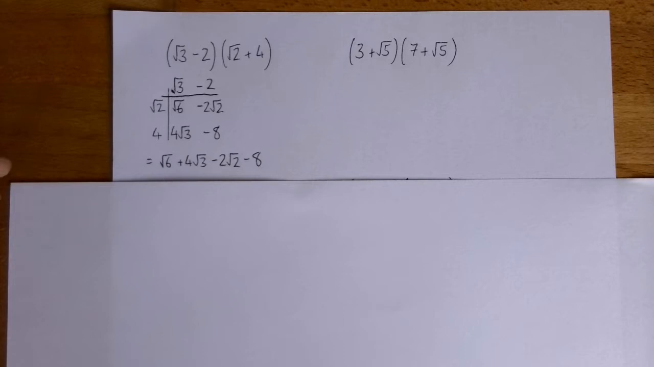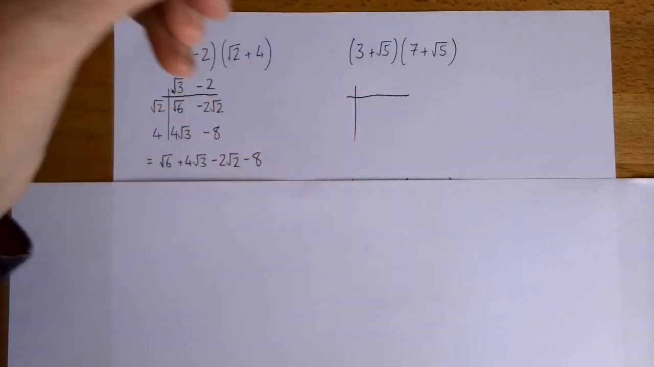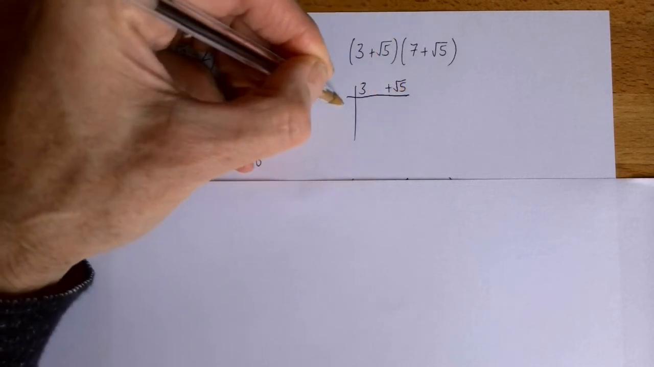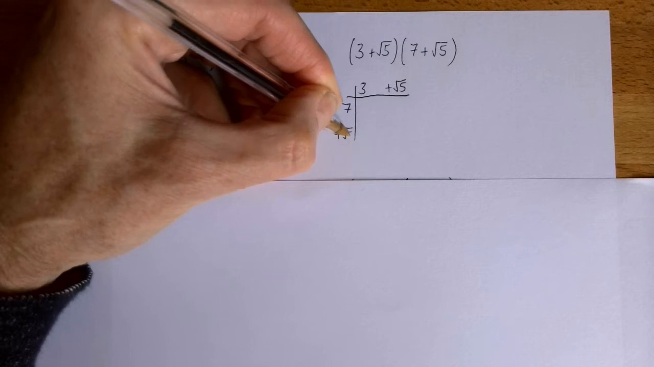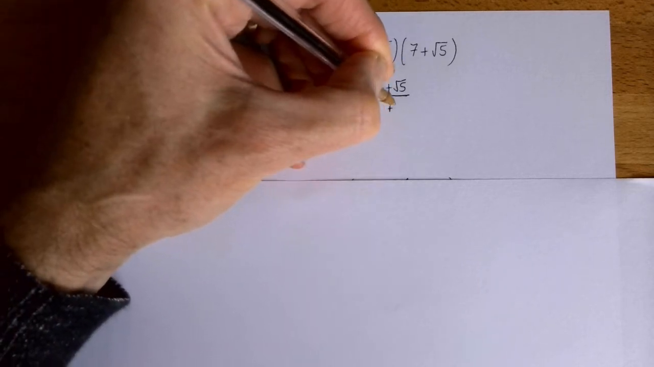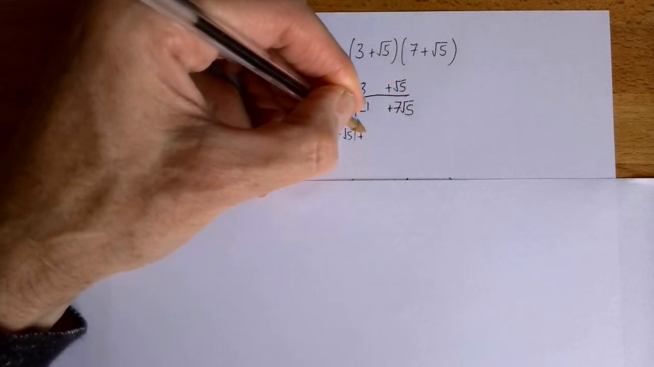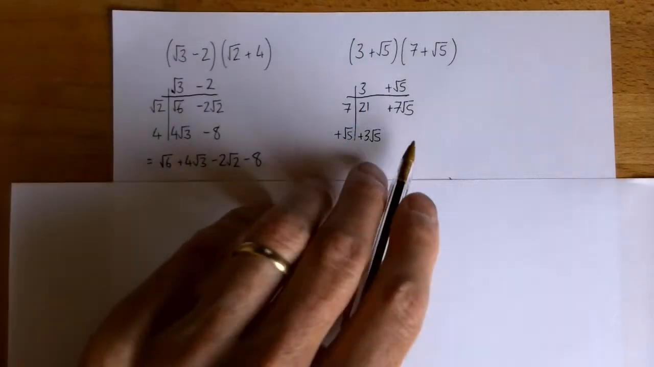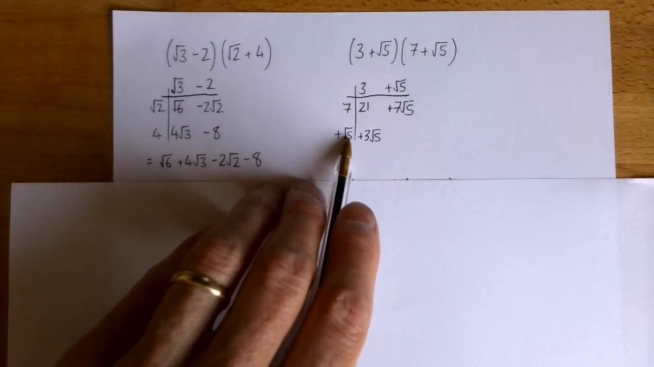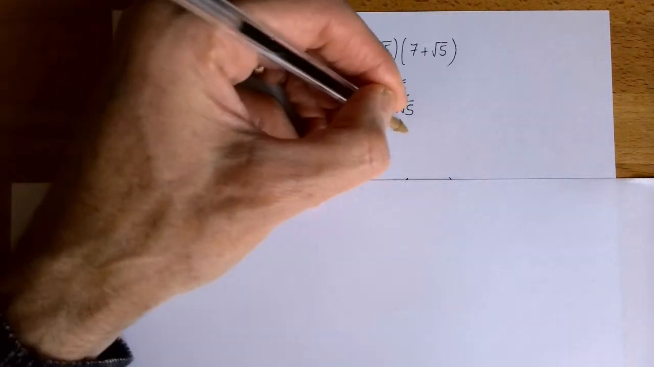So here's one where the square root is the same in both cases. So 3 plus root 5 and 7 plus root 5. So this one ends a little bit happier. So we've got 21. I've got 7 root 5. I've got 3 root 5. And here, this is the key result, isn't it? The square root of 5 multiplied by the square root of 5. The square root of 5 squared is 5.